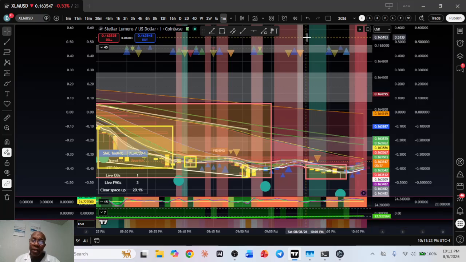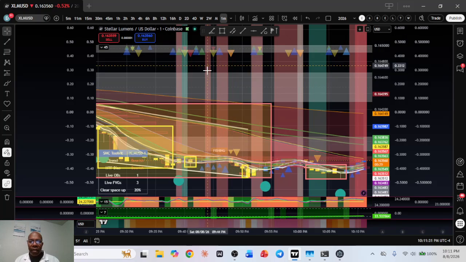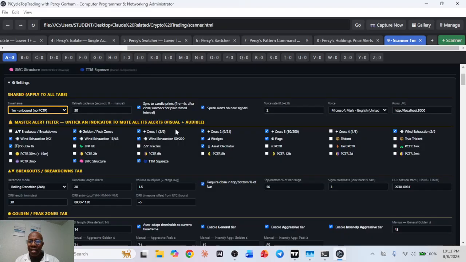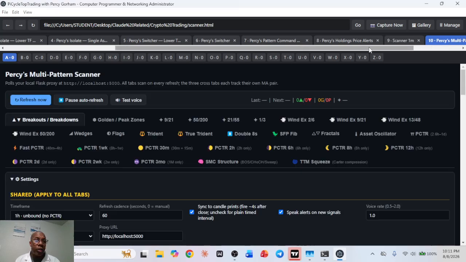And I might miss something, especially on the 1 minute time frame, could be very aggressive. But the computer can scan 45 assets every 30 seconds or 60 seconds, whatever I so choose, and look for up to 21 key things. And I can have multiple time frames open. Let's open up another scanner, shall we?